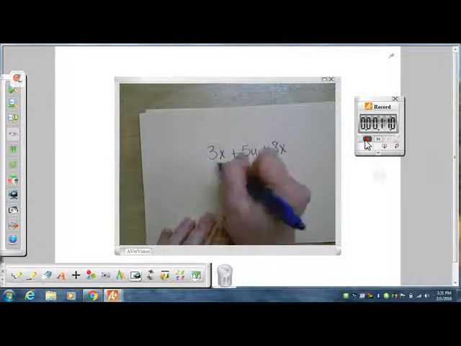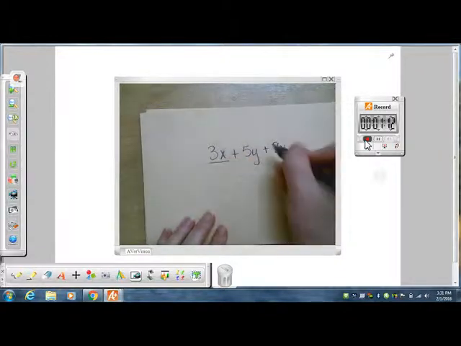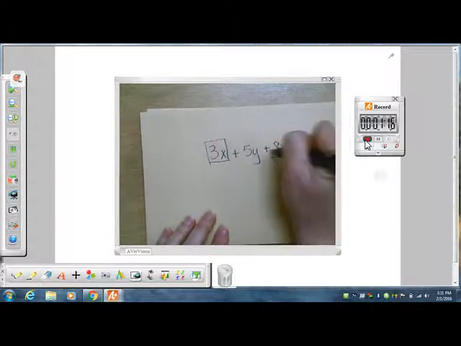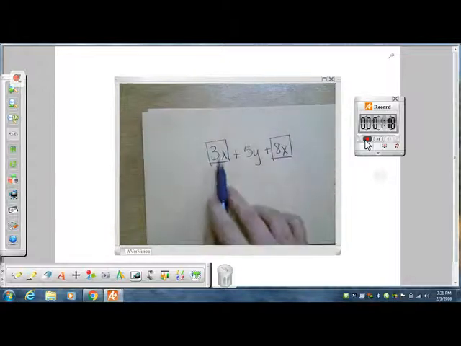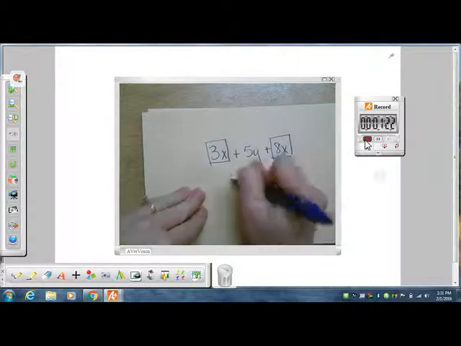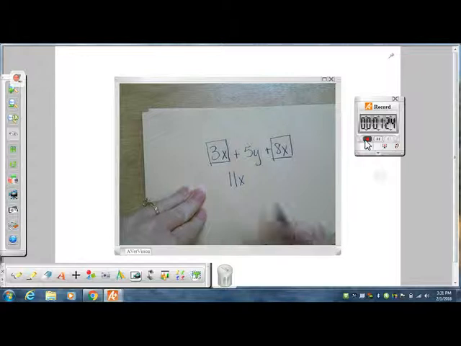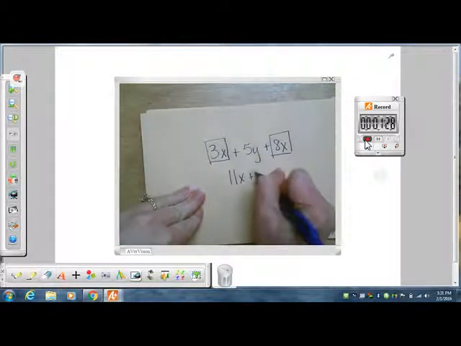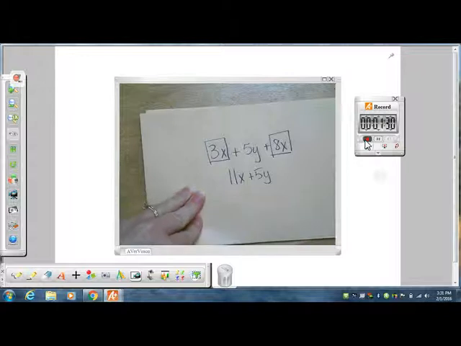But I can put together my apples with my apples. So if I have 3 apples plus 8 apples, or 3x plus 8x, I have 11x. Now plus 5y doesn't go with anything else, so we just bring it down, plus 5y. There's nothing more we can do, so that would be our answer. We can't put those together.